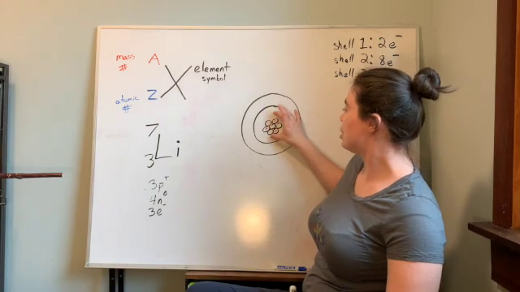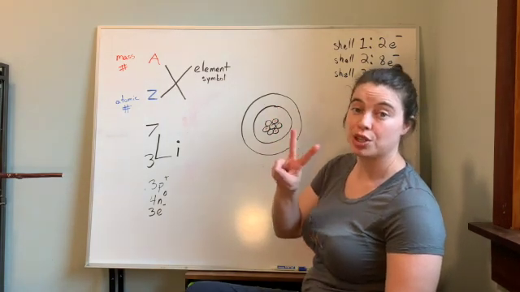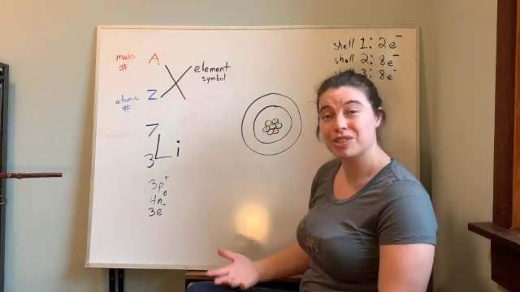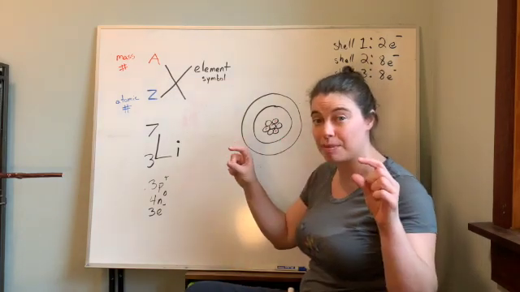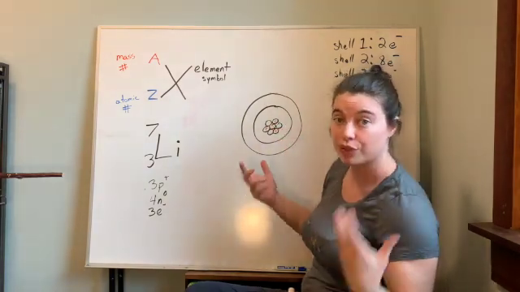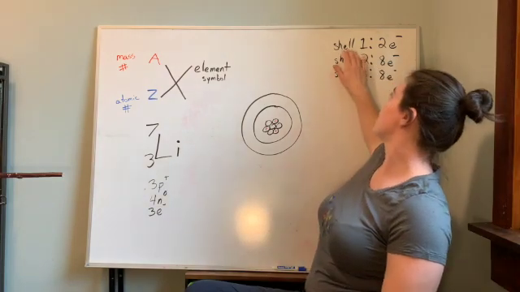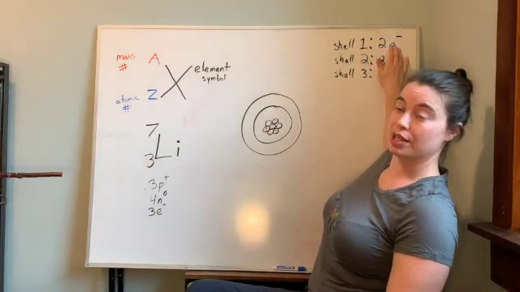That first innermost shell is really small. It can only hold 2 electrons. By the way, you'll notice that the first row of the periodic table only has 2 elements in it. This is why. Hydrogen and helium are those first 2 elements. Those fill up this innermost shell. So shell 1 can hold 2 electrons.